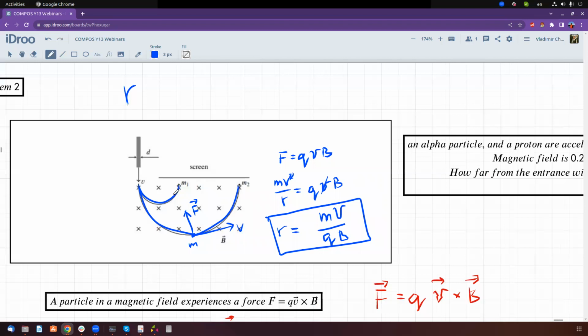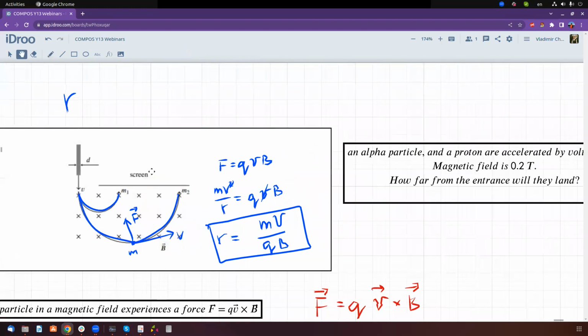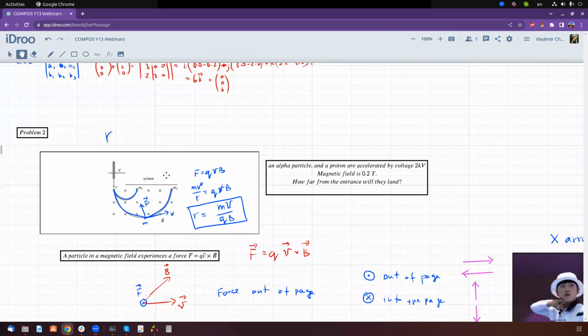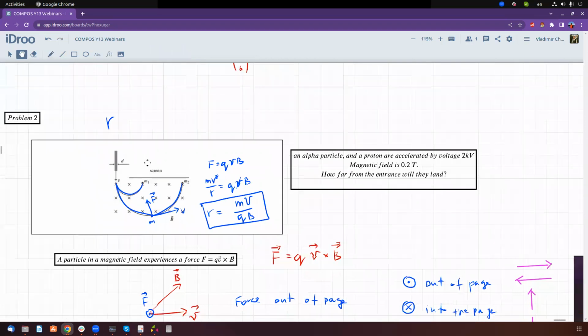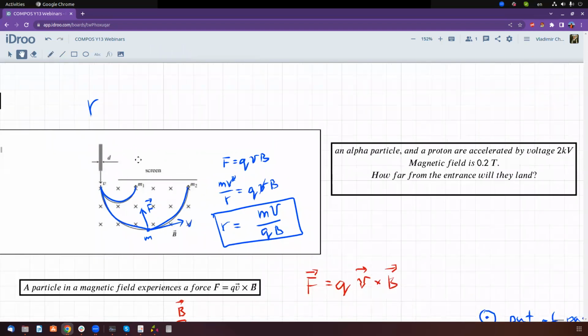The crosses on the diagram represent the magnetic field. Magnetic field going into the page. Bigger radius. That is half, this answer is half correct because they don't have the same speed.